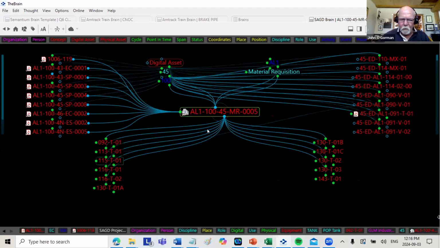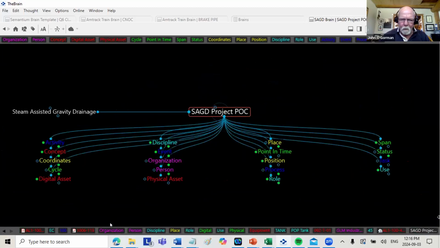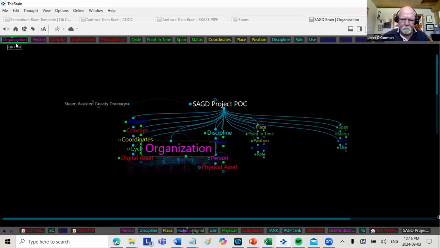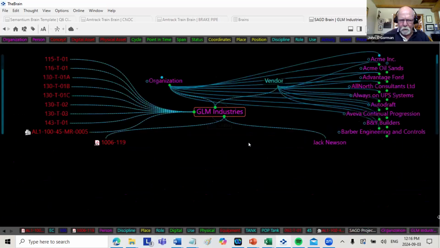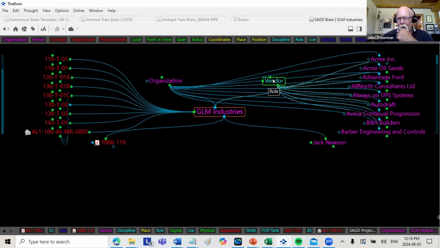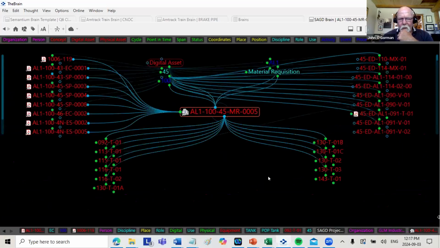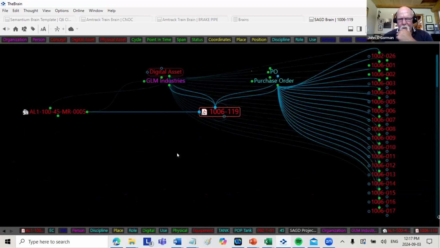So I'm going to go back to the beginning. I'm going to go to organization, GLM Industries. And here's all of the things that connect to GLM Industries. The fact that it has a vendor role means that these are all of the instances of vendor on the right. It's an organization. We talked about these, these are all equipment tags. This is the material requisition. But what's important to them is this particular thing up here. This is the purchase order for this material requisition. This is where the money sits.